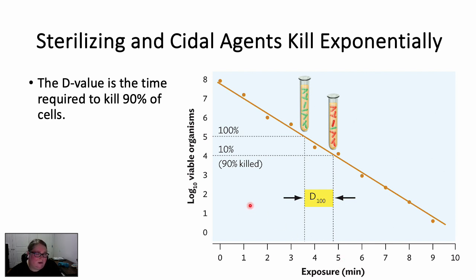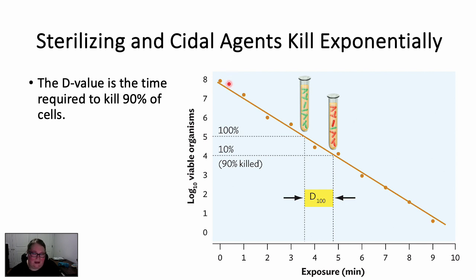What we're looking at here is the D value. The D value is a lot like a half-life in chemistry. It is the time required to kill 90% of the cells in that population. This is how we determine how effective new cidal agents are. We have new cleaning products that have come out in the last few years, so this D value is going to tell us how effective they really are. Do they really work?